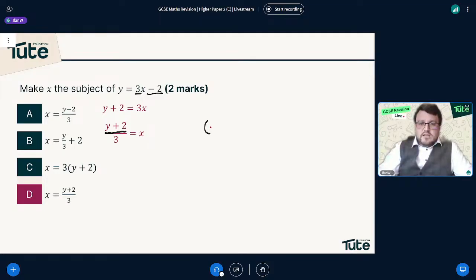Or if you're writing it differently, BIDMAS again, you need whatever's in the brackets to happen first. That would work as well. But as higher students, we would expect you to write it like this. This is correct, but the expectation would be like this.